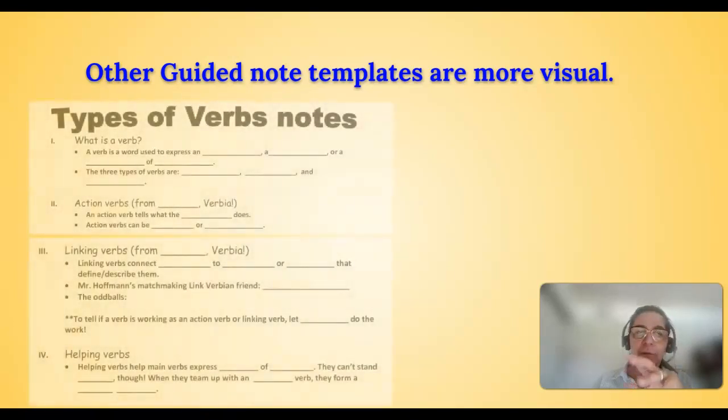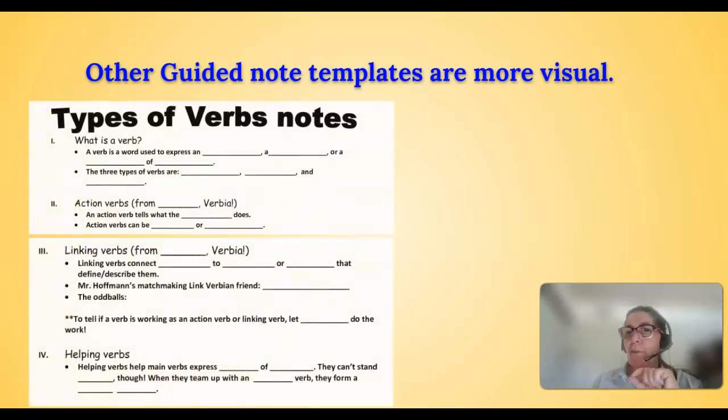Other guided note templates are just a bit more visual. This next one is a bolded font English guided note template on verbs, different types of verbs. It starts off with a definition. What is a verb? And then it lists the three types of verbs: action, linking, and helping. Each one is bullet pointed with just the most important information that the teacher wants you to be aware of and to learn.